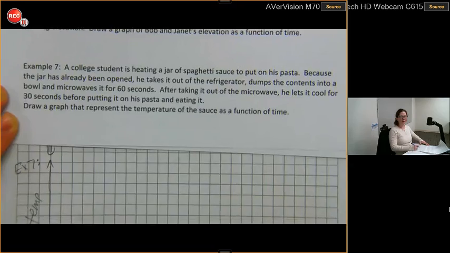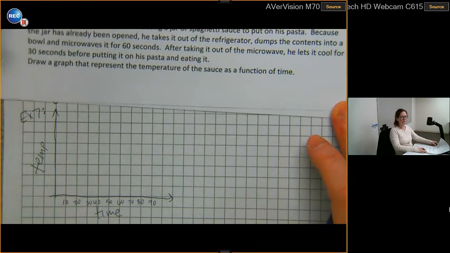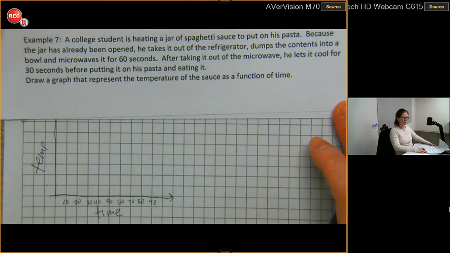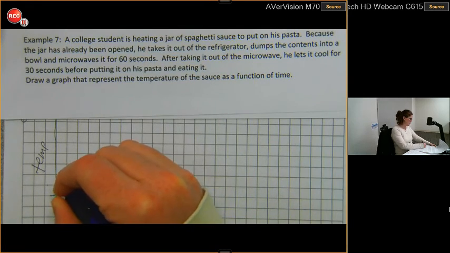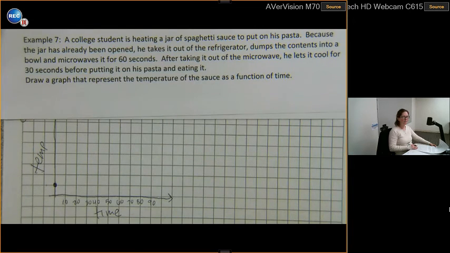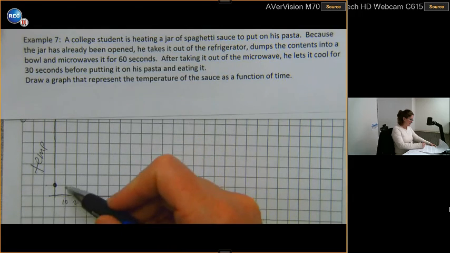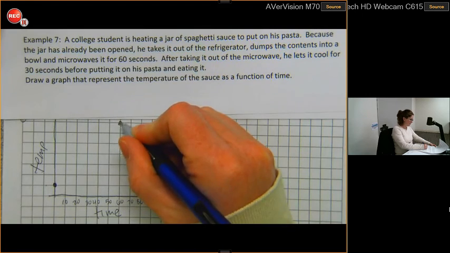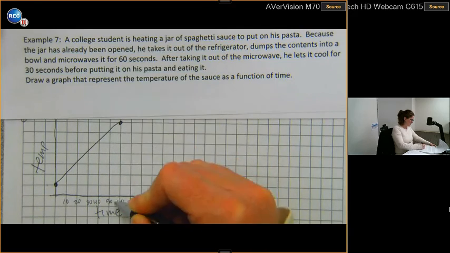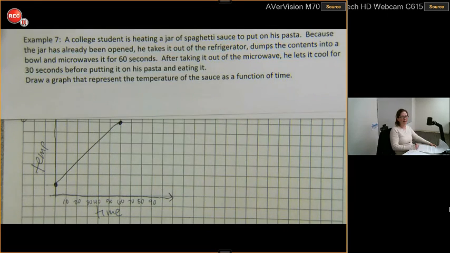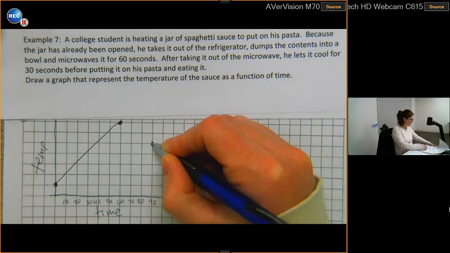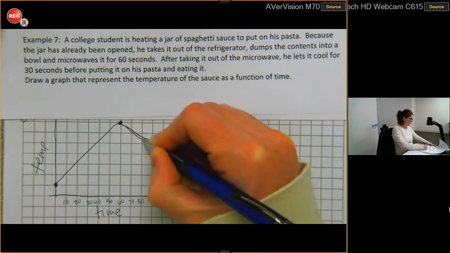Well, here we don't actually have any specific temperatures. All we know is that it was in the refrigerator, we heated it up in the microwave, and then it cools back down. So I'm just going to pick an arbitrary temperature to start. I'm not even going to label a value. We heat it up for 60 seconds. So over the course of 60 seconds, the temperature is rising. So I'm just going to pick a higher point. Okay, so 60 seconds later, now my temperature is higher. And then it's going to cool for 30 seconds, but we know it's not going to get back down to the temperature it was to start with. It's only going to cool a little bit, so we'll just lower it slightly for the remaining 30 seconds.